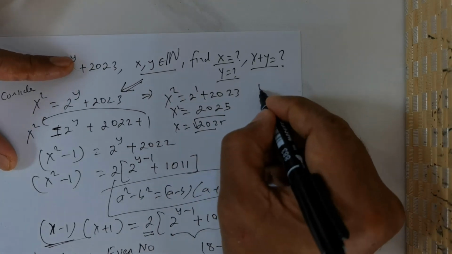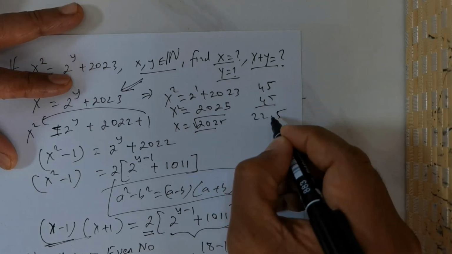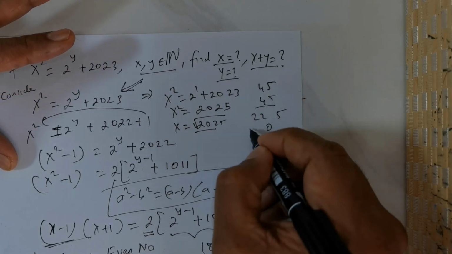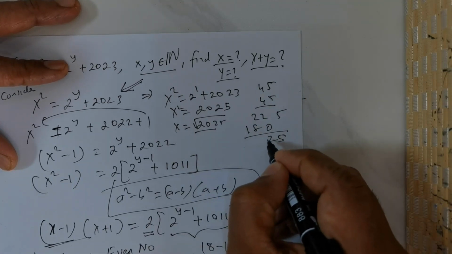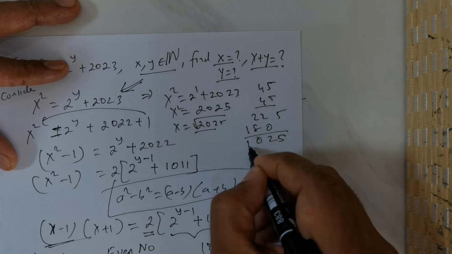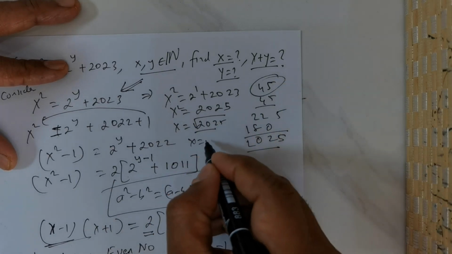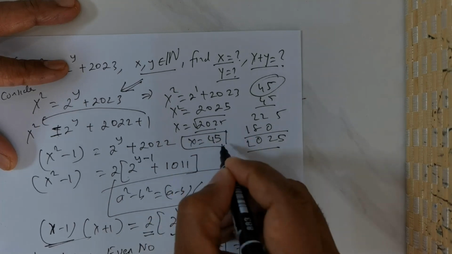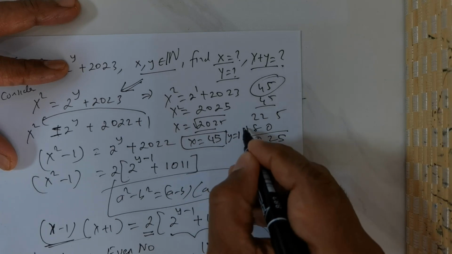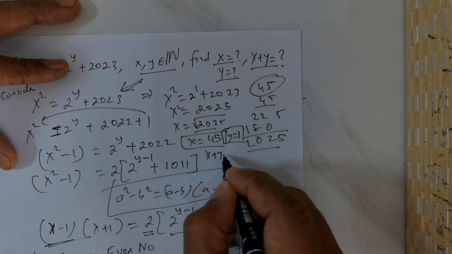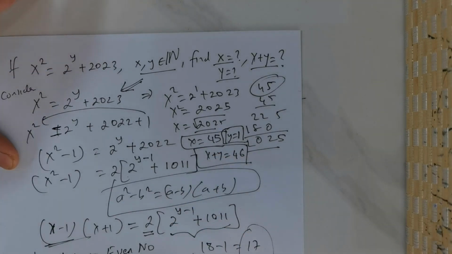Now what is this value? Now let me take 45. 45 squared is 2025, so root of 2025 is 45. So I got the value of x, and I got the value for y equal to 1. Now they are asking us to find the value of x plus y. x plus y is 45 plus 1, 46. So that's the solution. So this is a beautiful question.